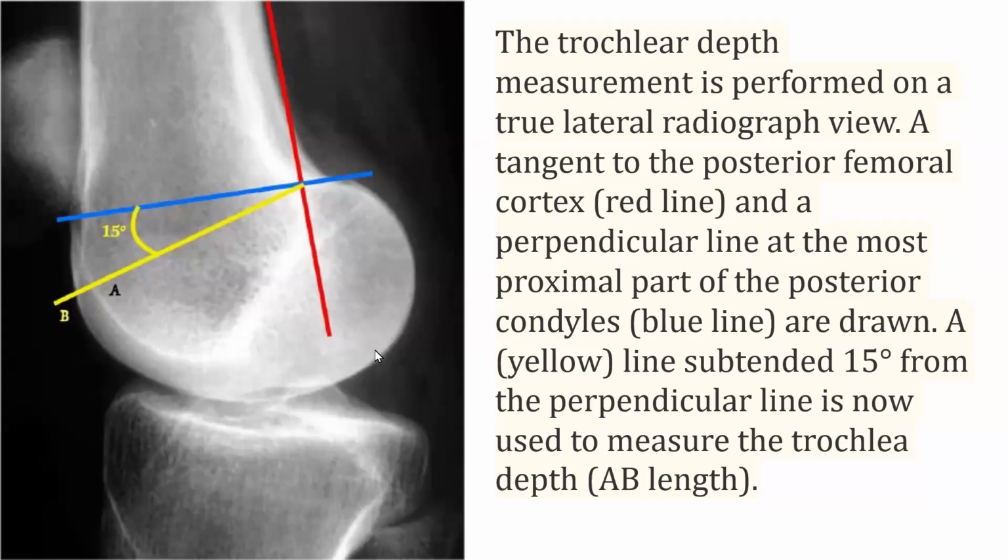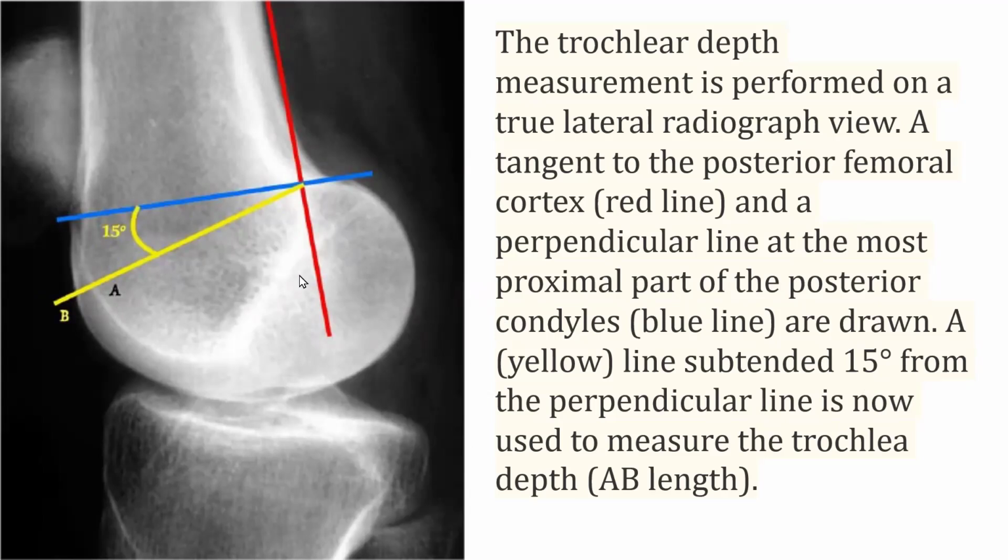This is the trochlear depth and how we measure it. It's performed on a true lateral radiographic view, with a tangent to the posterior femoral cortex, which is the red line, and a perpendicular line at the most proximal part of the posterior condyles, drawn to the red line. This is the most posterior part. And then, from the most proximal blue line, a yellow line is subtended 15 degrees from the perpendicular line, and this is now used to measure the trochlear depth. This is the amount of trochlear depth.